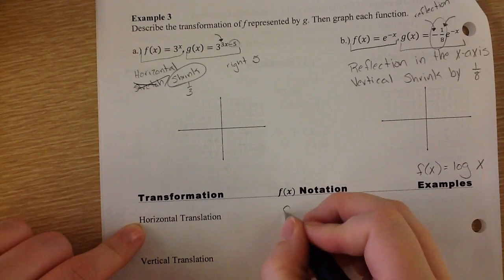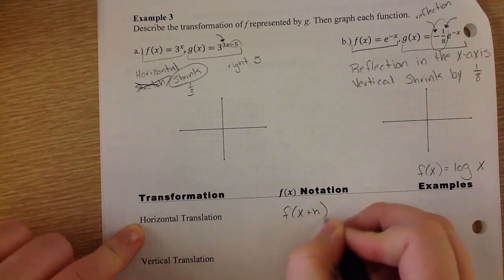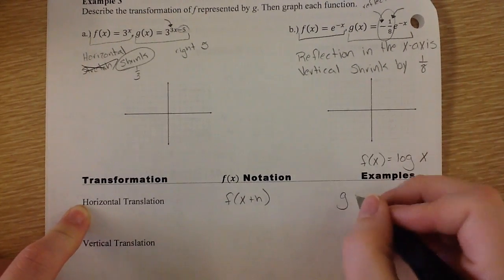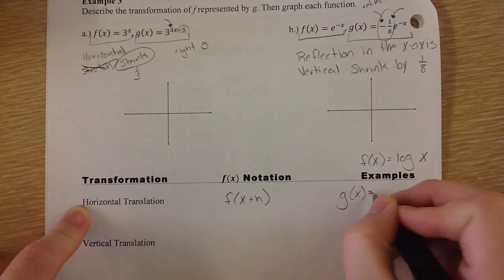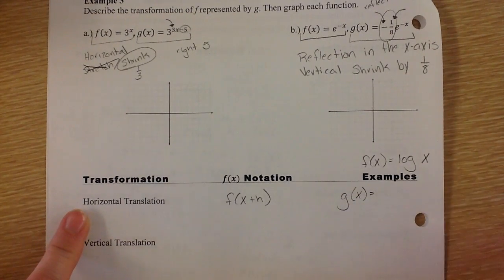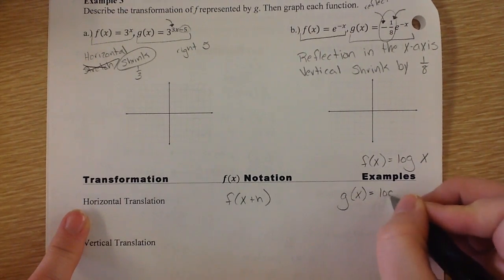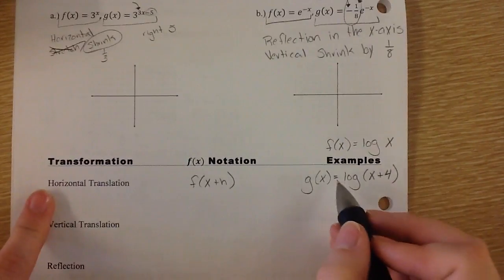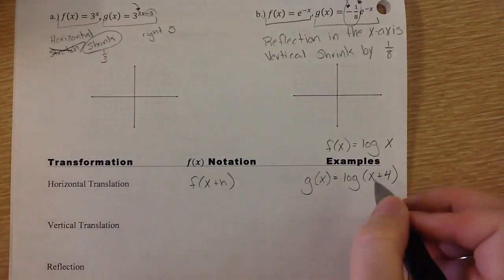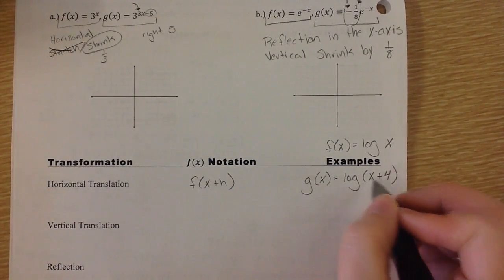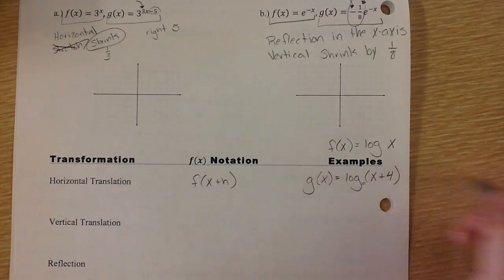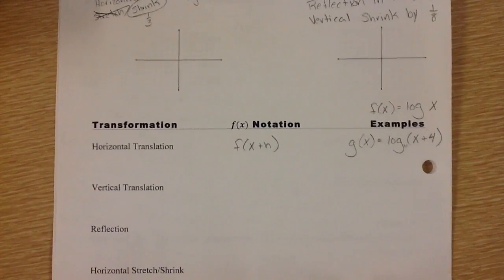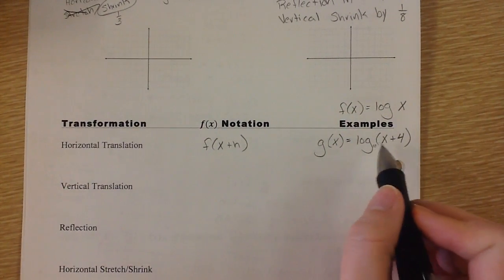So again, a horizontal translation happens inside the function. So in a log, again, in a log function, it happens inside the function. So if I wanted to shift it to the left 4, I would need to add 4 inside the function. So I'd have the log of x plus 4. Again, that's the log of x plus 4. This is not the log times x plus 4. This is the log base 10 of x plus 4. Okay. All right, so that's what a horizontal translation will look like.